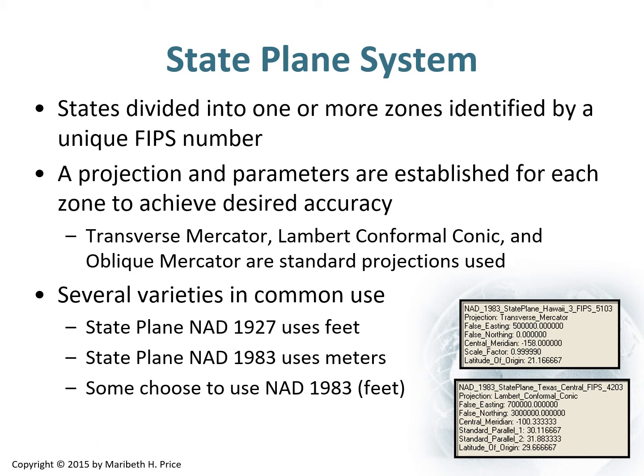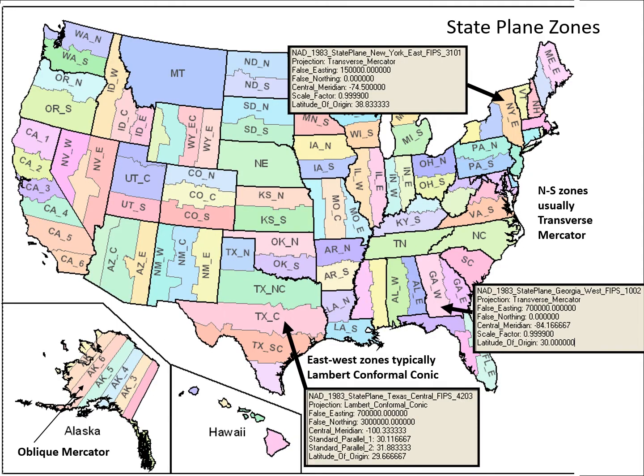State plane has multiple zones based off FIPS numbers. They use different techniques, different datums, lots of different types of stuff in there. Here's a map of them.